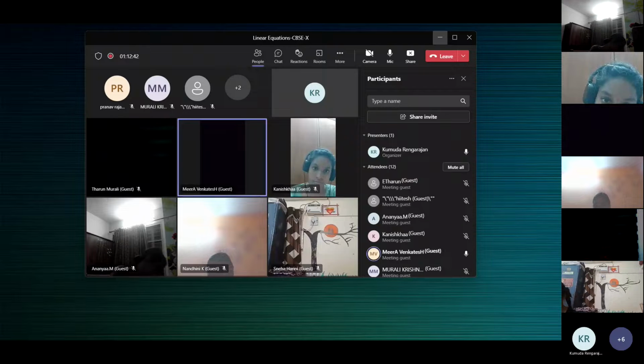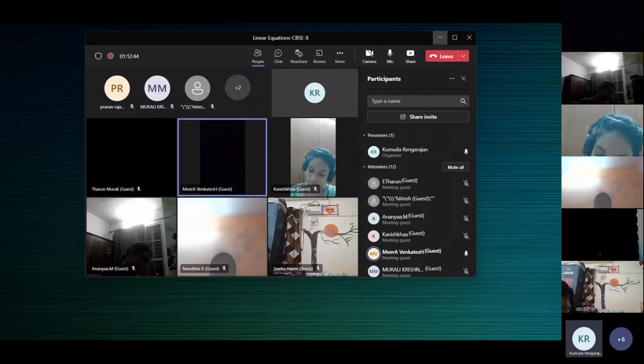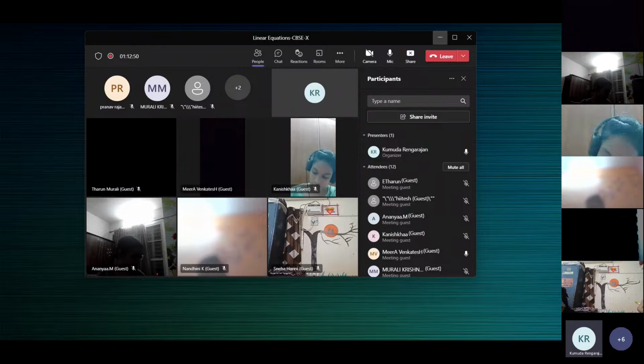Yes, ma'am, the same answer. X is equal to minus 5 by 4, y is equal to minus 1 by 4. Very good. Both of you are right, Ananya and Meera.